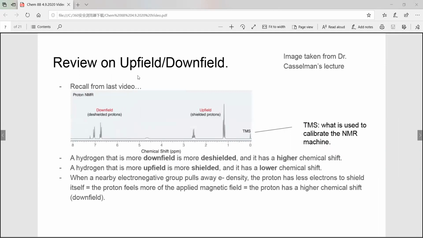Let's briefly review upfield and downfield. A hydrogen that is more downfield is more deshielded. It has a higher chemical shift. A hydrogen that is more upfield is more shielded. It has a lower chemical shift. When a nearby electronegative group pulls away electron density, the proton has less electron density to shield itself. The proton feels more of the applied magnetic field, thus giving it a higher chemical shift.